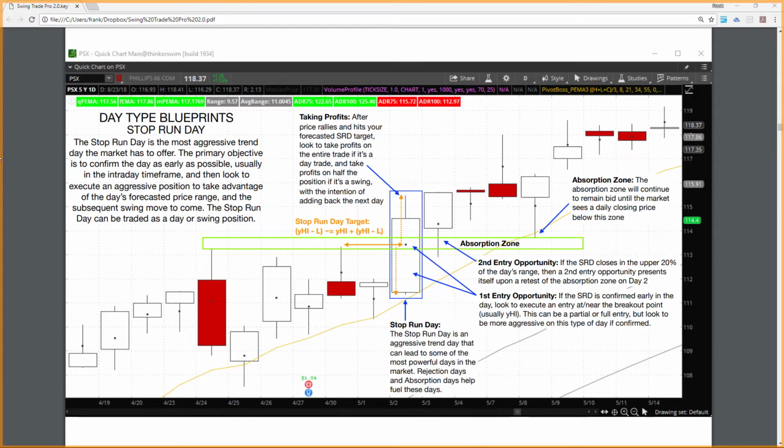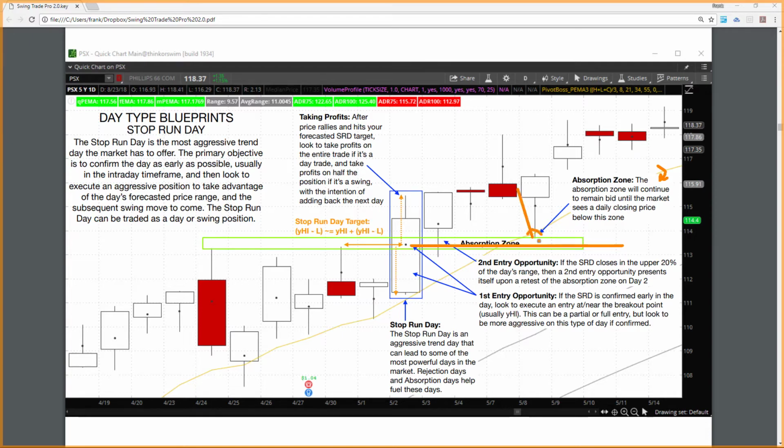So typically speaking, if you have a stop run day, you're going to want price to stay closed in the upper 10, 15, 20% of the day's range. If so, then any pullback offers an opportunity for you to buy it off the absorption zone for a continuation higher. And that absorption zone, again, remains intact until it proves otherwise. So the absorption zone will continue to remain bid until the market sees a daily closing price below this zone.